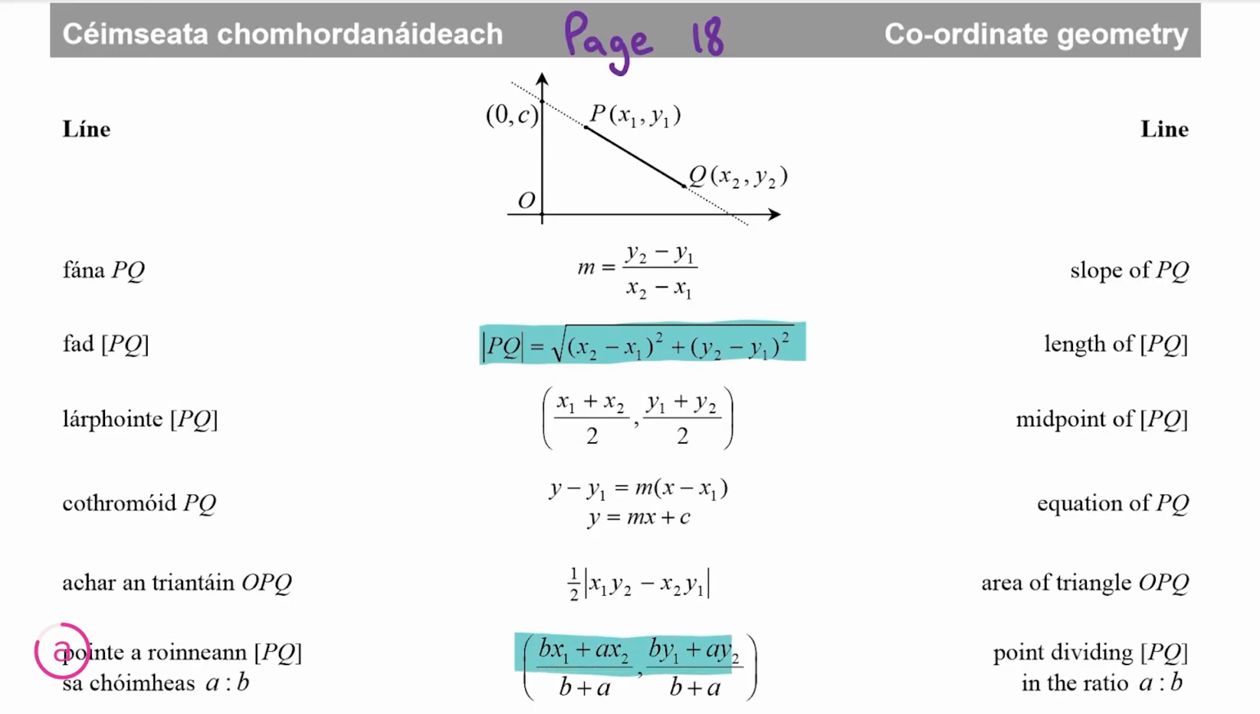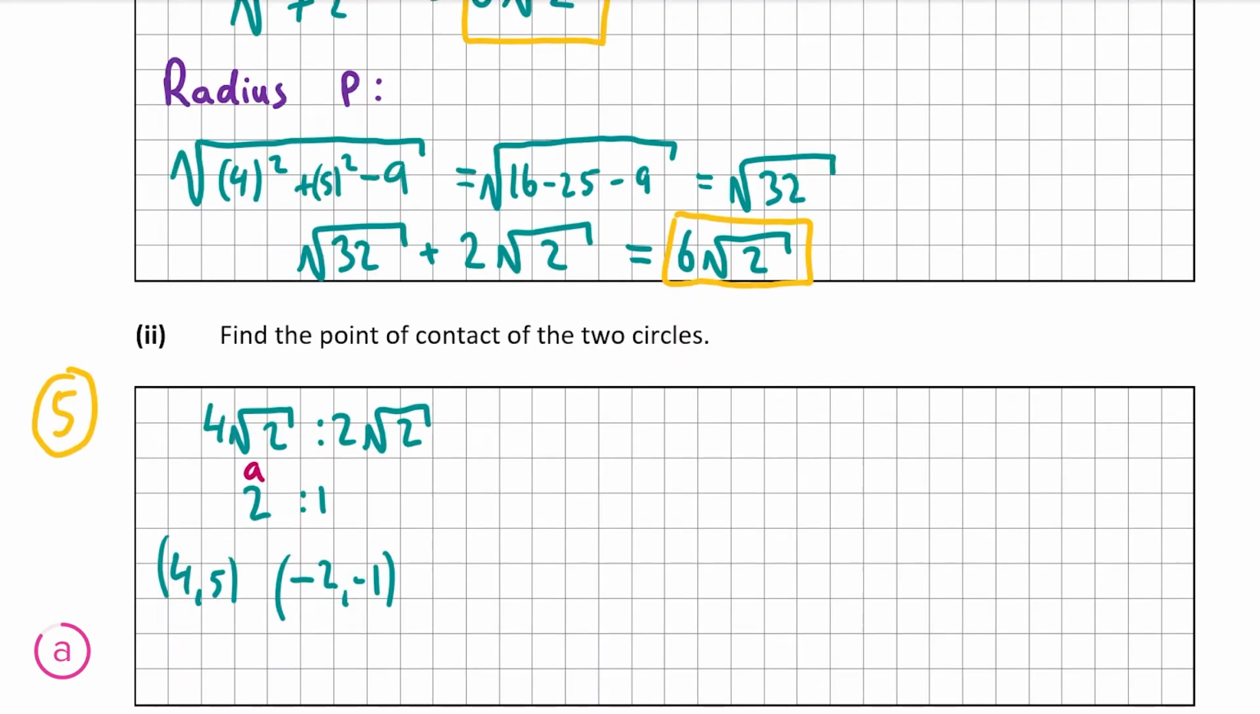So it's the very last formula on the page down here. So A and B is the ratio, in our case 2 to 1, and then x1, y1 is the first coordinate, and x2, y2 is the second coordinate. So let's use these now to work out our point. 2 is going to be A, and 1 is going to be B. 4, 5 is going to be x1 and y1, and then minus 2, minus 1 is x2, y2.